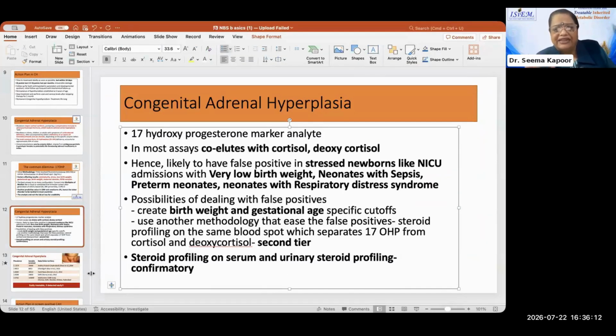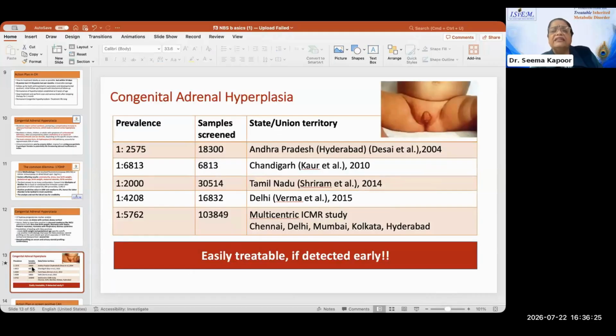So the reflex test is carried out on the same sample. The second tier can be carried out on the same sample, but the confirmatory tier testing is on a different sample and you're using this. The incidence from various studies is very high.